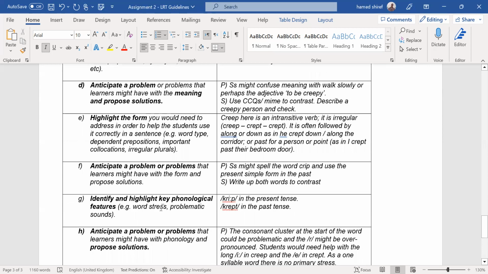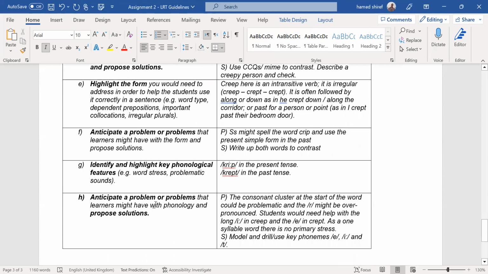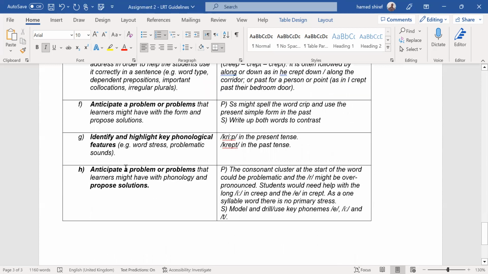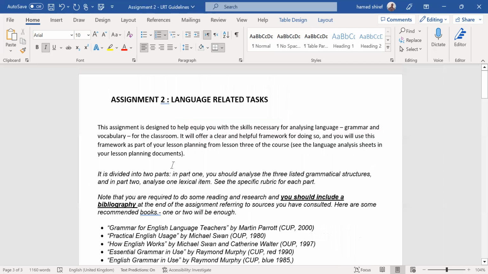Then identify the phonological features. You would normally, in the vocabulary section, mention the transcript here and the stressed syllable in case it has more than one syllable. And if there are any problematic sounds that you will need to highlight with the students. And again, you will need to mention an anticipated problem or problems in relation to pronunciation and their solutions. So this is just a quick sample for assignment two.